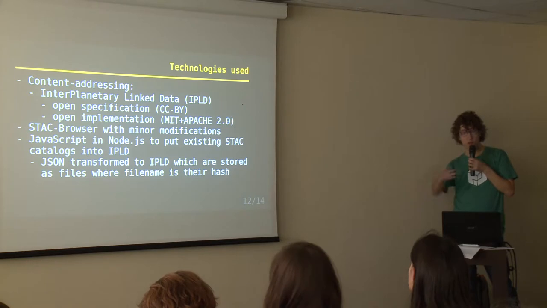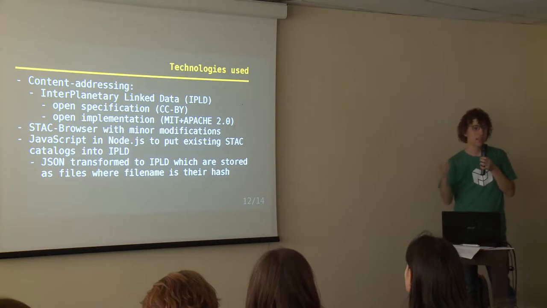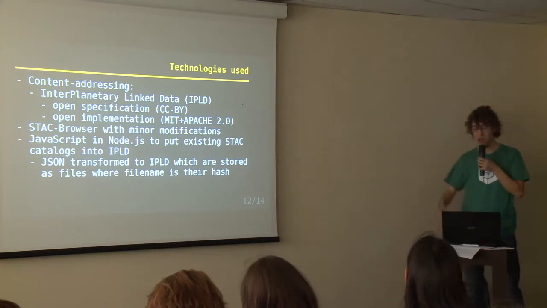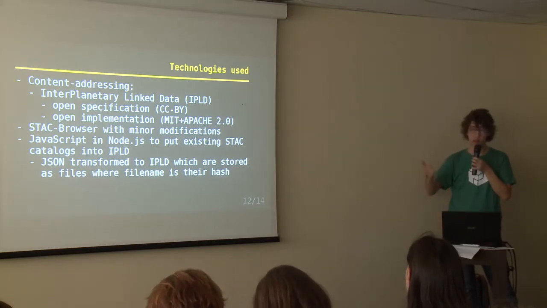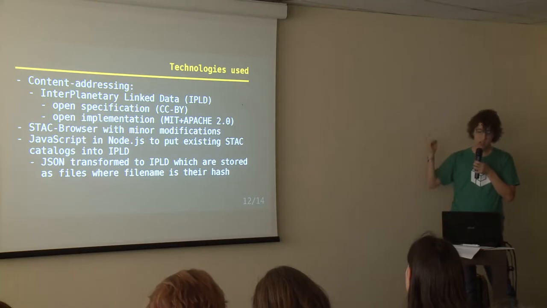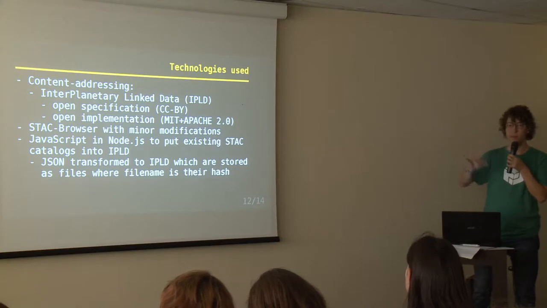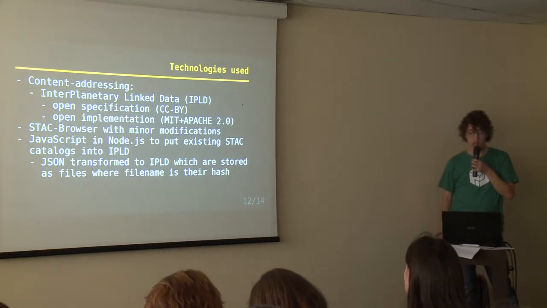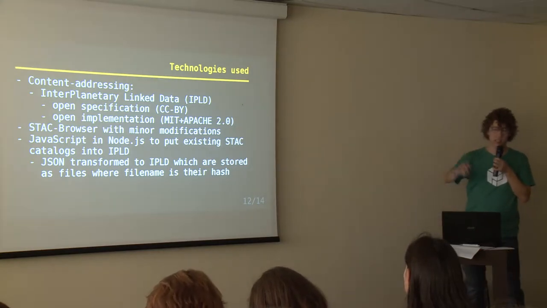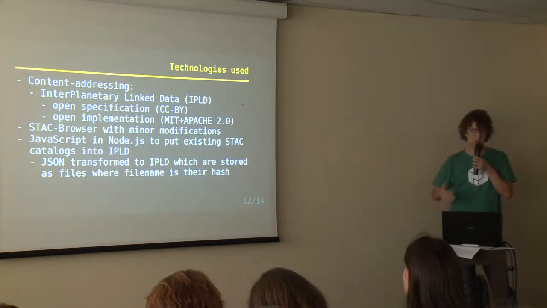The technology that I've used for this was the InterPlanetary Linked Data, IPLD. This is actually what I work on in my day job. It's open source, it has open specifications, and it has open implementations in JavaScript, in Go, and soon in Rust. I've used the existing STAC Browser and really only did minor modifications. It was like 10 lines of code changed and it just worked. To process, I used existing catalogs and just processed them with a small script to make sure those links are then actually content addressable links.